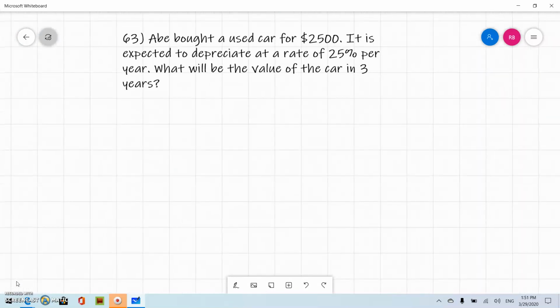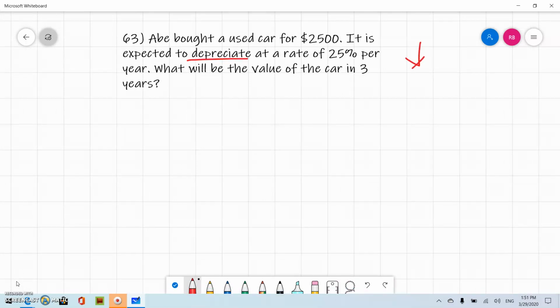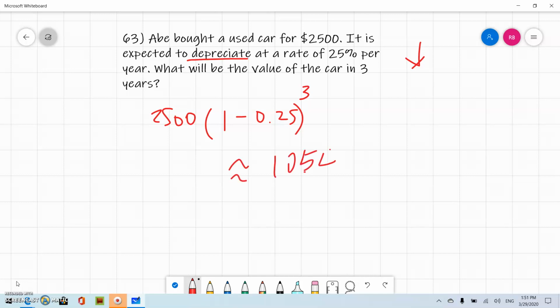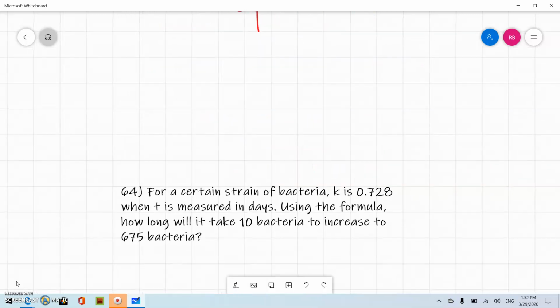63. A bought a used car for $2,500 and it is expected to depreciate, meaning it's going down, okay? So 2,500 depreciating every year, and how much would it be in 3 years? So you can type that into your calculator, and it's $1,054.69. Okay, hopefully that wasn't a too difficult problem.